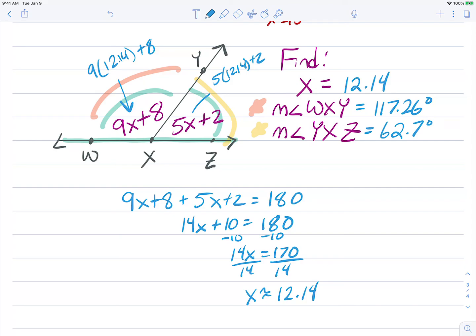I'm going to get 62.7 degrees. So if I were to round this, this would probably be more of a 0.3, because 117.3 plus 62.7 gets me 180 degrees. So just rounding it correctly because it's a decimal, which is totally fine.